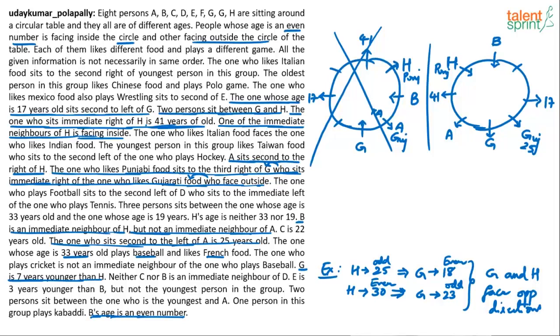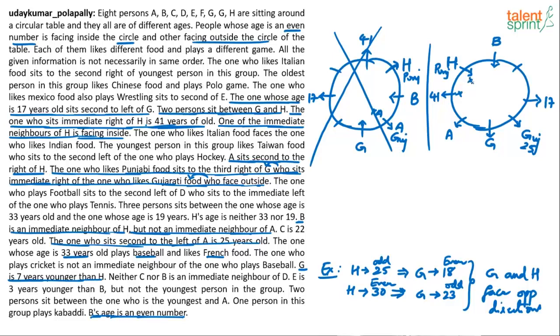So where can it come? It may come for G because G is facing outwards. G can be 33. It may come for A also because A is facing outwards. So 33 can come here, 33 can come here. Can 33 come here? No. Can 33 come here? No, because if 33 comes here, then this should be French. So 33 cannot come here because this is 41.